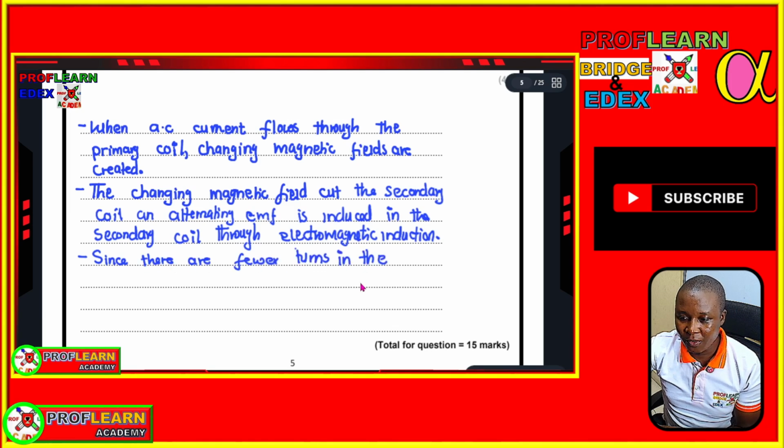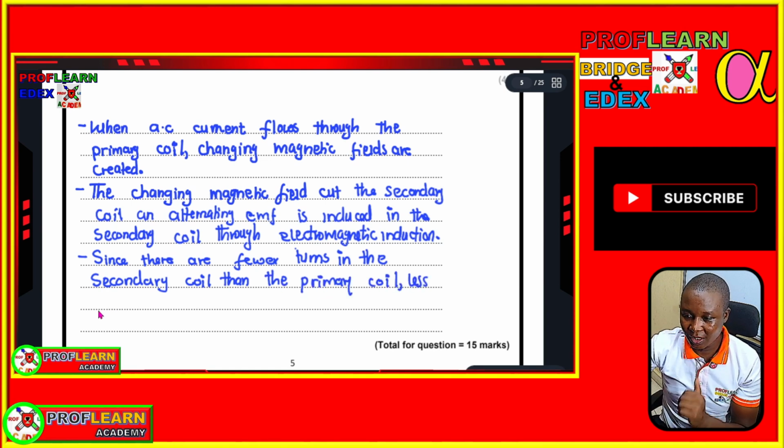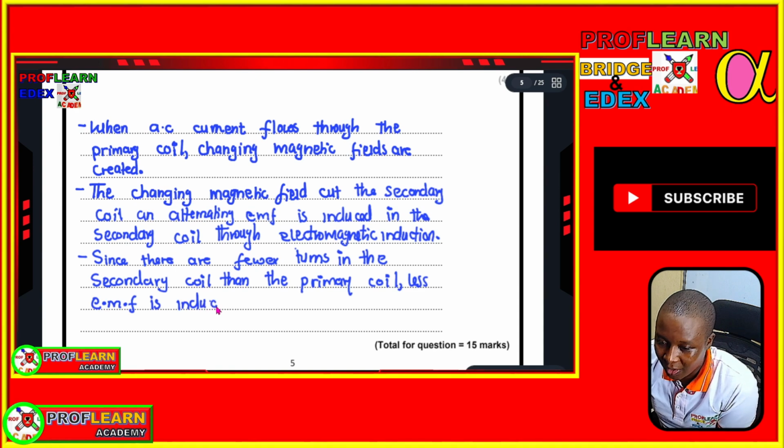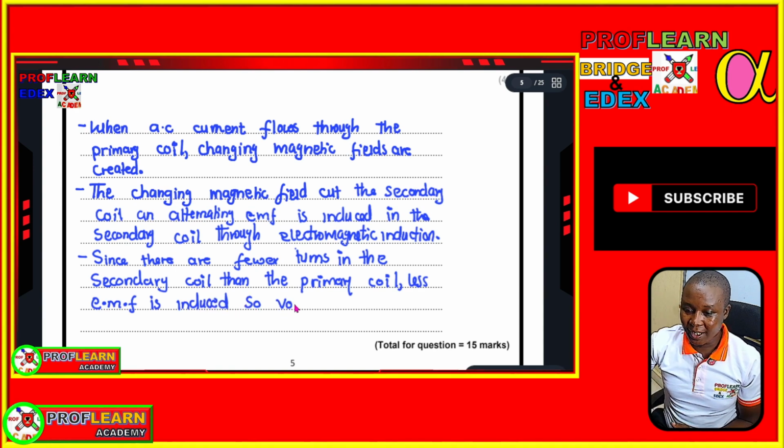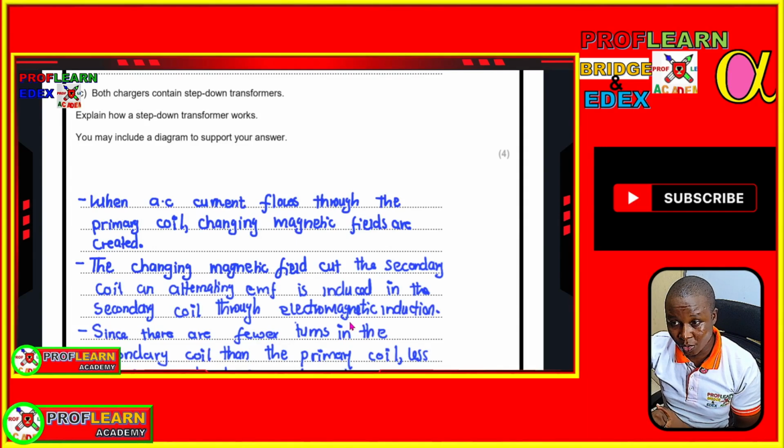And since there are fewer turns in the secondary coil than the primary coil, then we're going to have less EMF induced in the secondary coil, and that is why it works as a step down transformer. Less voltage is going to be produced.